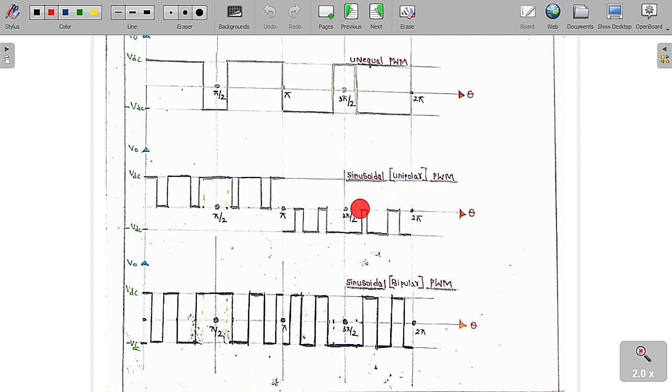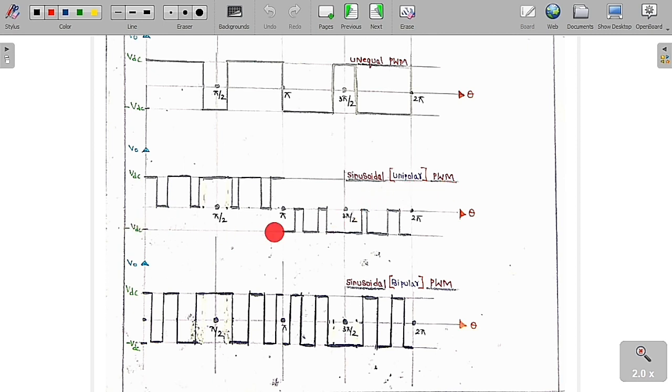Now if you use the sinusoidal unipolar PWM technique, then the nature of the output voltage we are going to get at the output of the single phase full bridge inverter is in this format, in terms of a sine wave. The pulse width is going to increase slightly up to pi by 2, and then it is going to decrease. And again it is going to increase, and again it is going to decrease. So this is the nature of the output voltage we are going to get if we use the sinusoidal unipolar PWM.